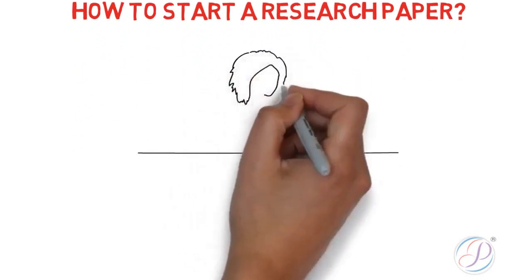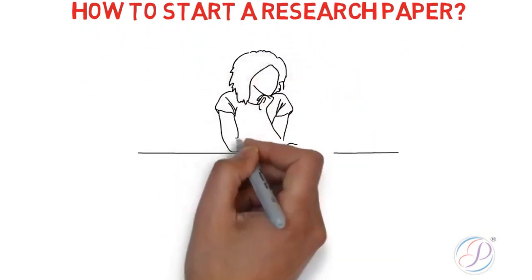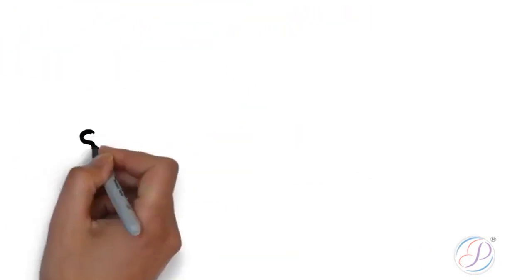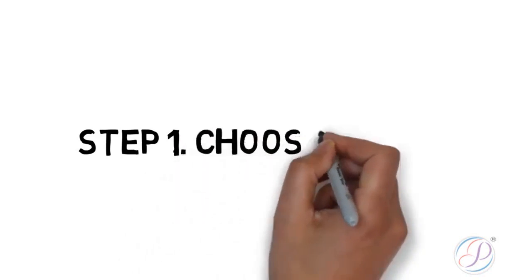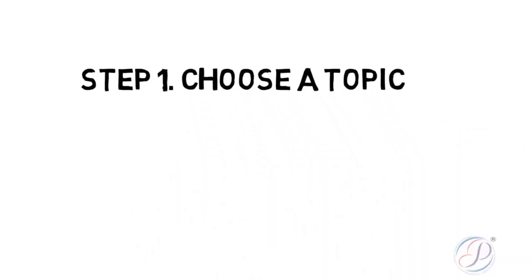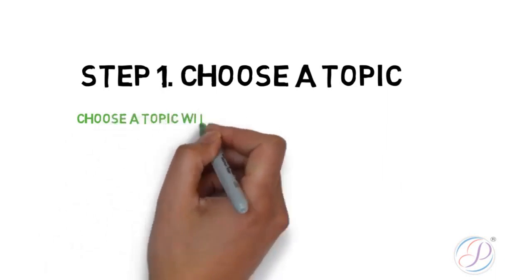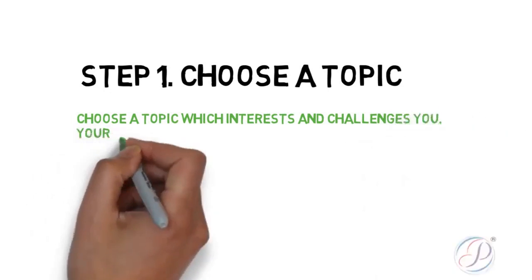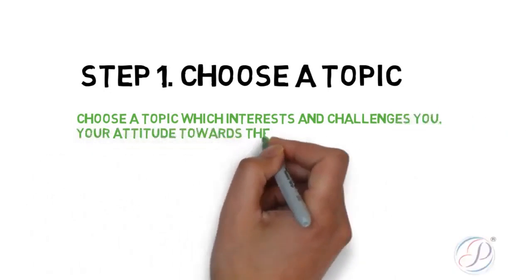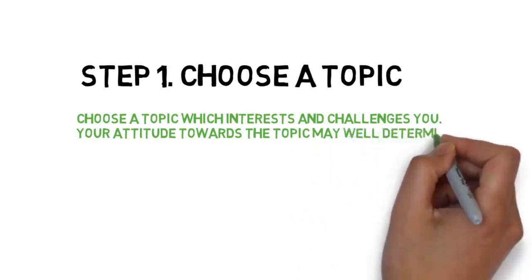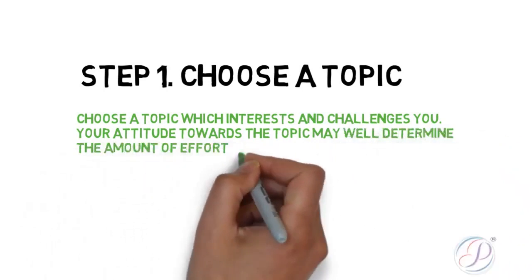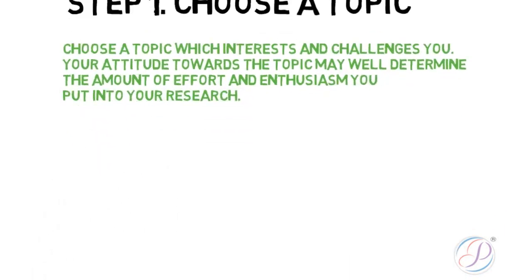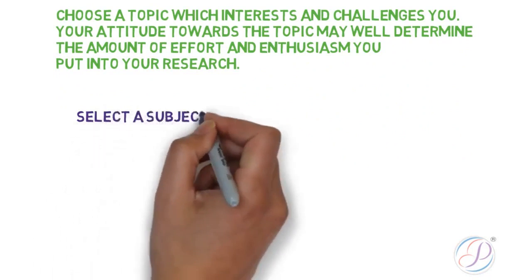So the first step is to think about a topic. First you have to sit, take pen and paper, and write your topic. Choose a topic that is more specific. Choose a topic which interests you and challenges you. Your attitude toward the topic may well determine the amount of time and effort that you will put into completing your research work. This is very crucial.